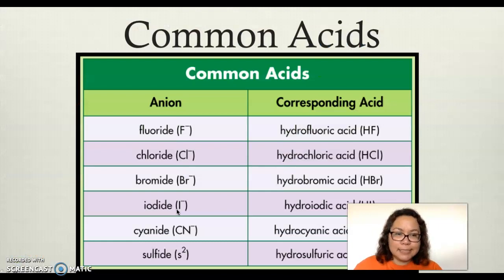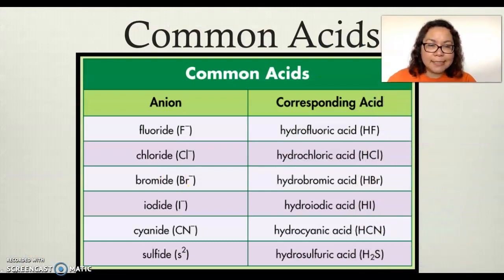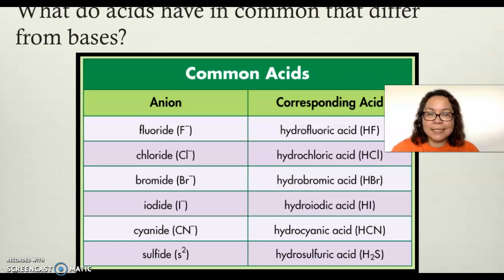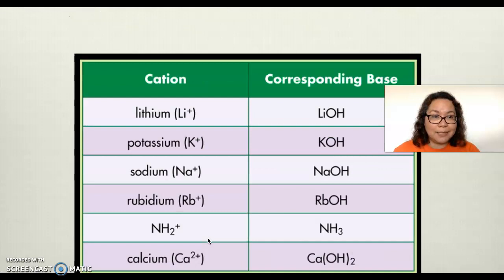All right, now this is a table of the common acids here. Let's take a look at what's going on here. Now, the question for this is, what do acids have in common that differ from bases? Take a look over here. We start with the anions and the corresponding acids that form from that. What do you notice the same about all of these acids? What types of particles did they originate from? Think about that.